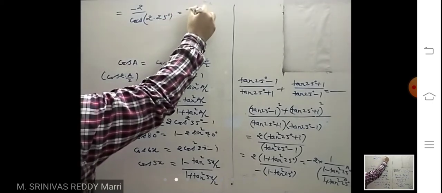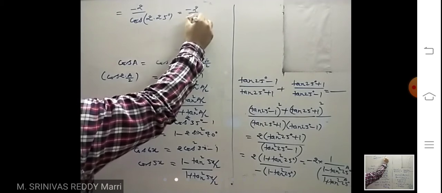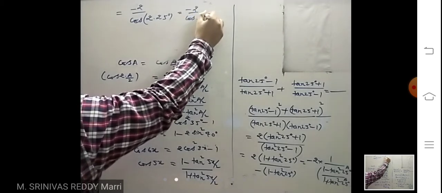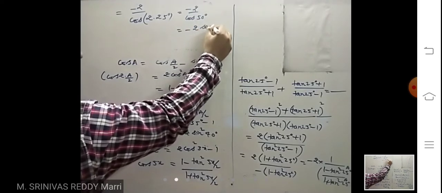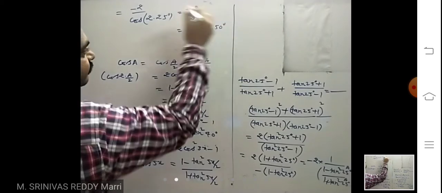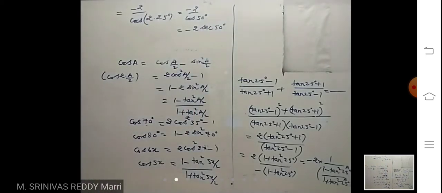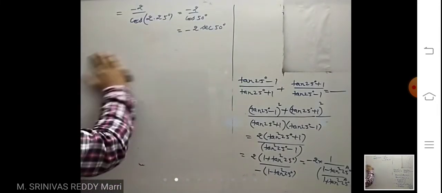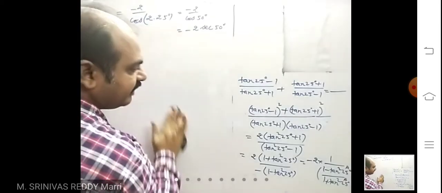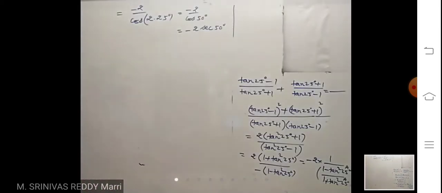That means minus 2 divided by cos 50 degree. That means that the given value is nothing but minus 2 secant 50 degree. Like that, if the term 1 minus tan square a divided by 1 plus tan square a is there, you have to write cos 2a. So if you are not willing to remember those formulae, then nobody can do anything. If you want to remember those basic formulae and work out on those, then you will get trigonometry easily.